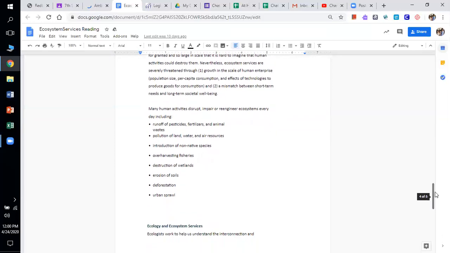So many human activities disrupt, impair, and re-engineer ecosystems every day, including runoff of pesticides, fertilizers, and animal waste. Our farmers spray their crops so that bugs don't eat them and they have more food at the end of the harvest season. These pesticides and fertilizers do drain into our water systems. We have pollution of land, water, and air sources. We know that factories pollute the air. We know humans pollute land and water with plastics and paper and styrofoam and all kinds of waste.